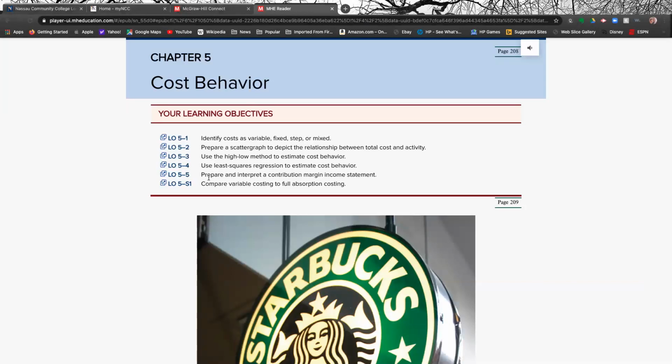We're going to look at number 5, prepare and interpret a contribution margin income statement. And then we're going to compare this new income statement, this contribution margin income statement, which is what variable costing is, to full absorption costing, which is the income statement the way you've known it prior to this.